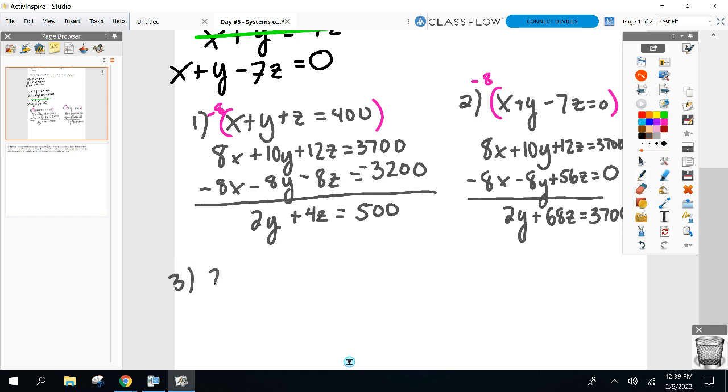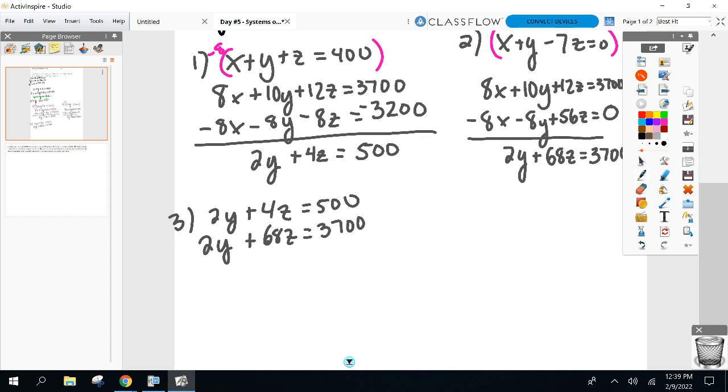Then to find the rest, you have 2x plus 4z equals 500, and 2y plus 68z equals 3,700. All right, here you go. What do you want to multiply the top by? Negative 1. Perfect. And here we go: negative 2y minus 4z equals negative 500.